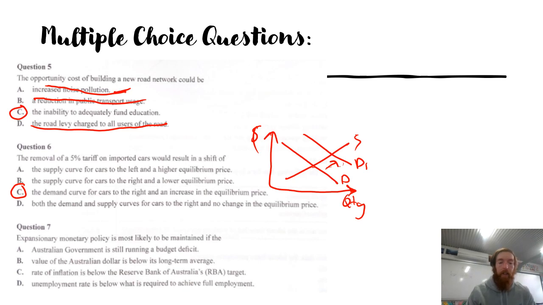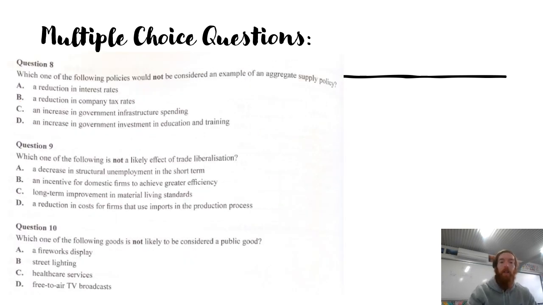Question 7, expansionary monetary policy is most likely to be maintained. This is just asking what the RBA's goals are. So if the rate of inflation is below the RBA's target rate, well, that's what the RBA is usually fighting, inflation first. So therefore, they are going to do that if the rate of inflation is below the target rate. Then, question 8. Which of the following policies is not considered an aggregate supply side policy? Reduction in interest rates, straight away, that's monetary policy. Easy as, we can ignore the rest.